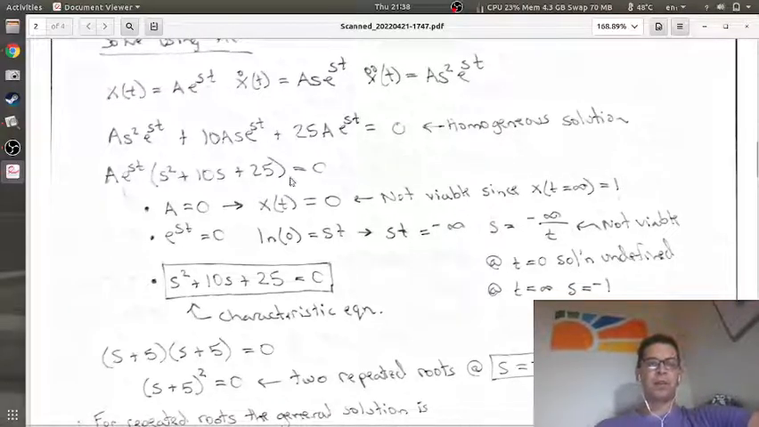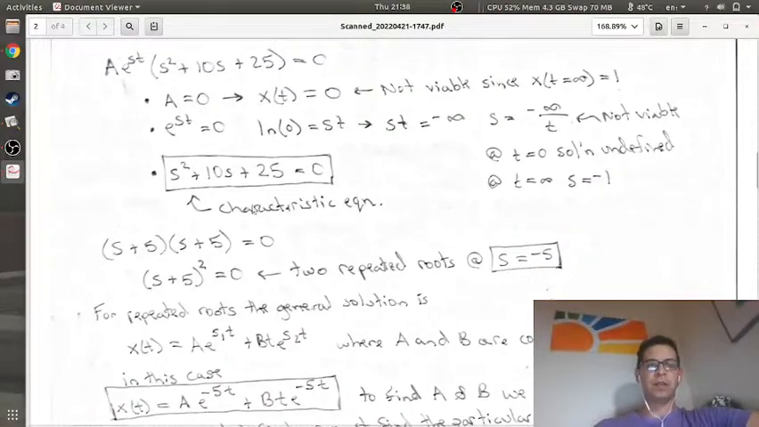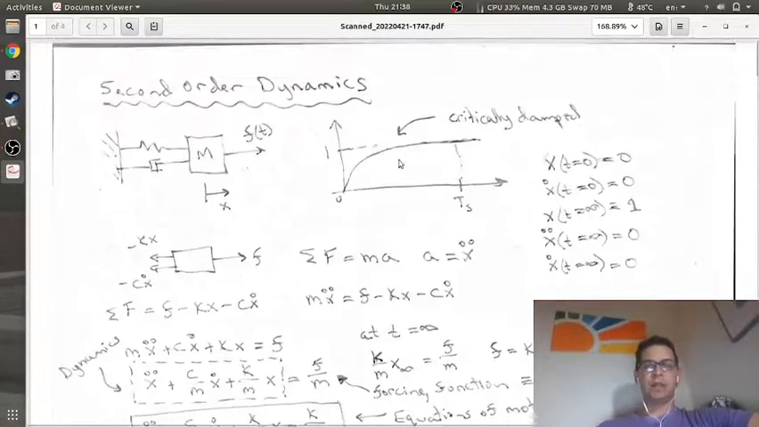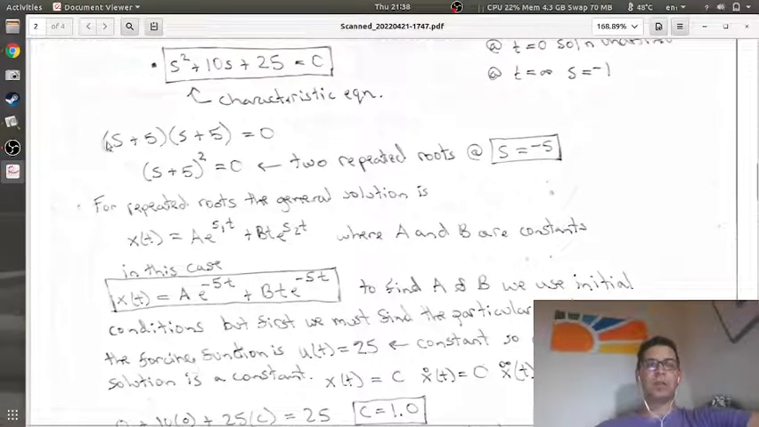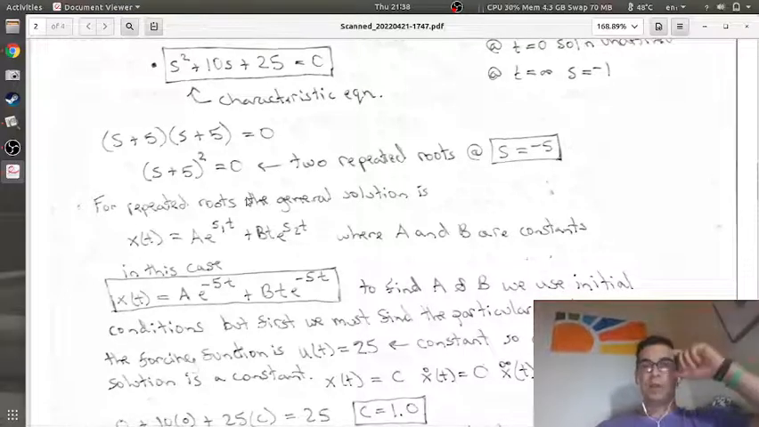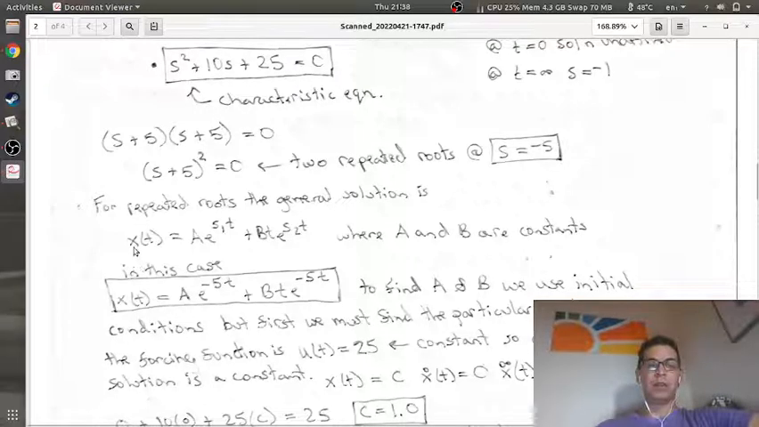The only other option is for s squared plus 10s plus 25 to equal 0, which again I mentioned was the characteristic equation. Now I was saying before that this system is critically damped, and critically damped basically also means that the characteristic equation has a repeated root. So if you factor this, you get s plus 5 times s plus 5, s plus 5 squared. So you have two repeated roots at negative 5. Now if you look up your differential equations notes, you'll know that the general solution for a repeated root is a e to the s1t plus b t e to the s2t, where a and b are constants.